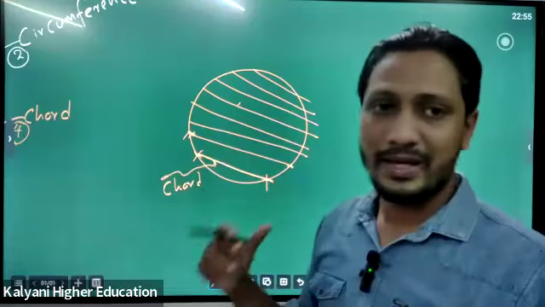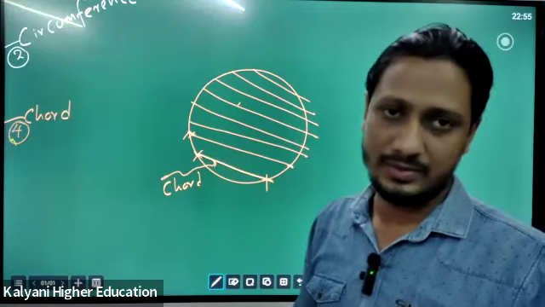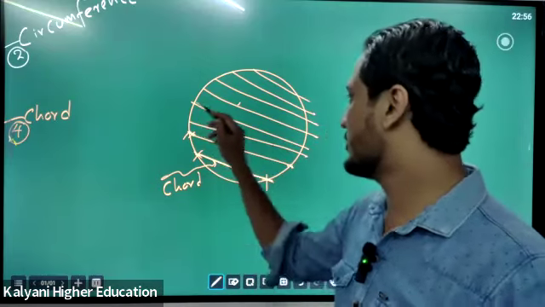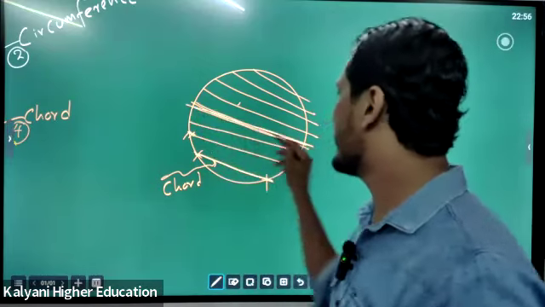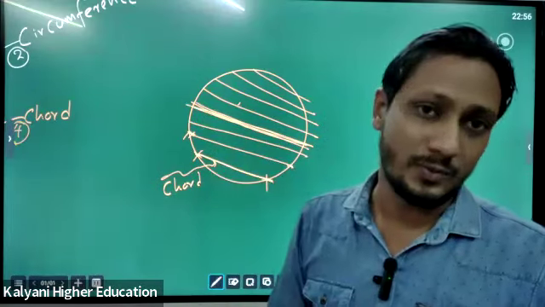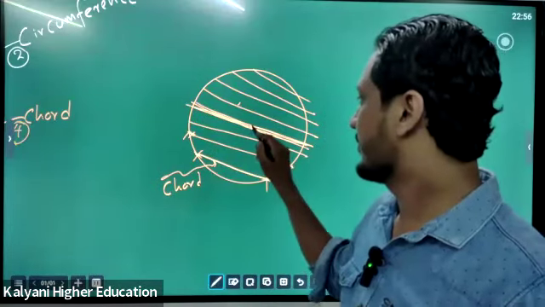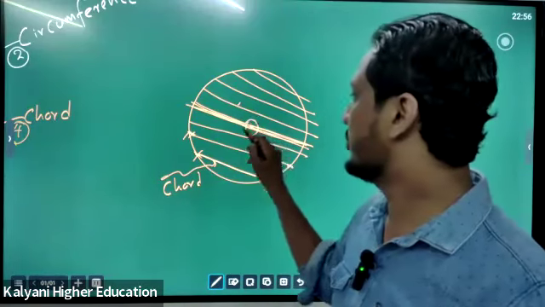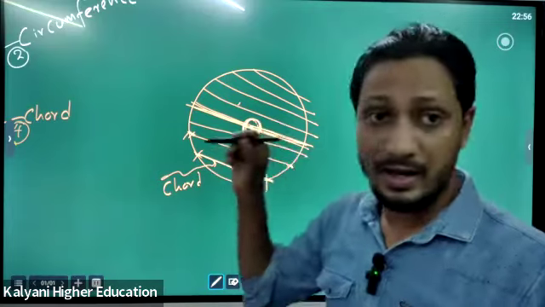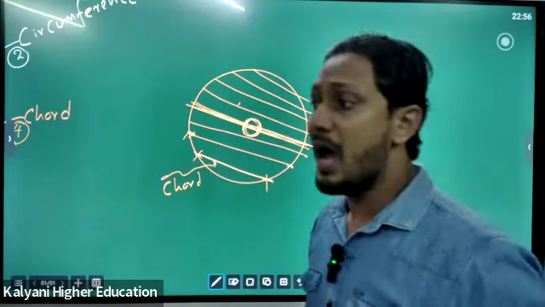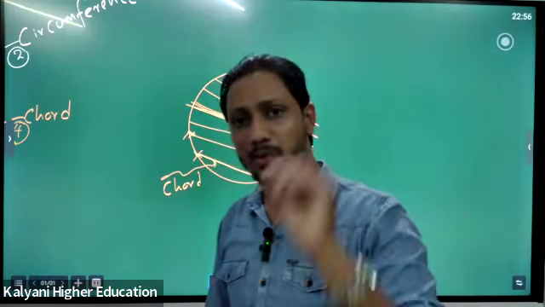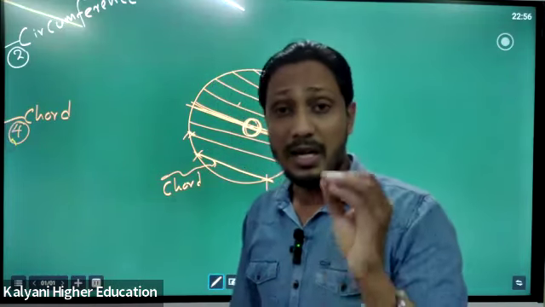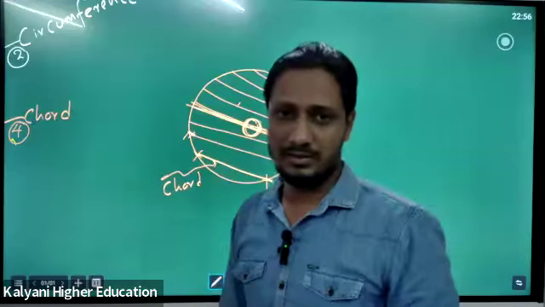One time, you can get the largest chord. When you draw, you can get the largest chord. For example, this chord. Which time does it give us the largest chord? When the chord is passing through the center. The chord passing through the center, we call it the largest chord of the circle.